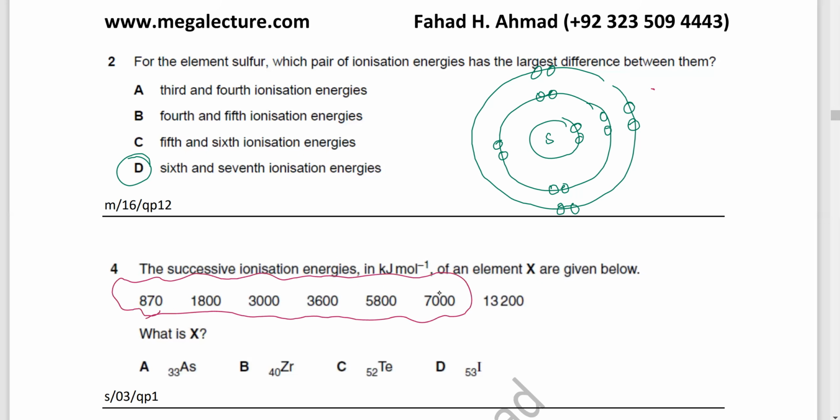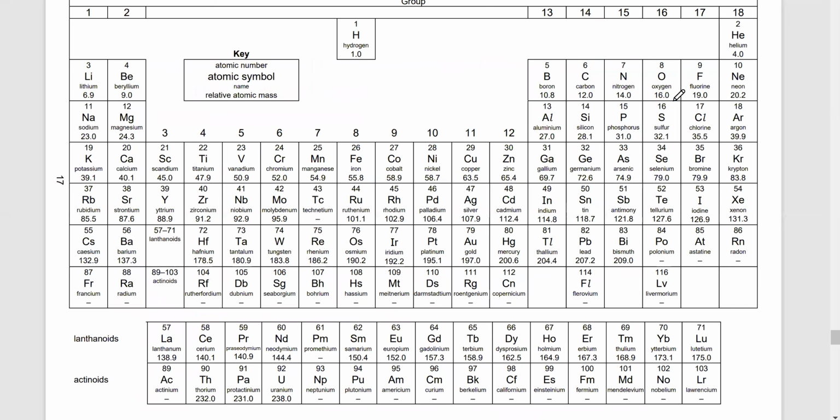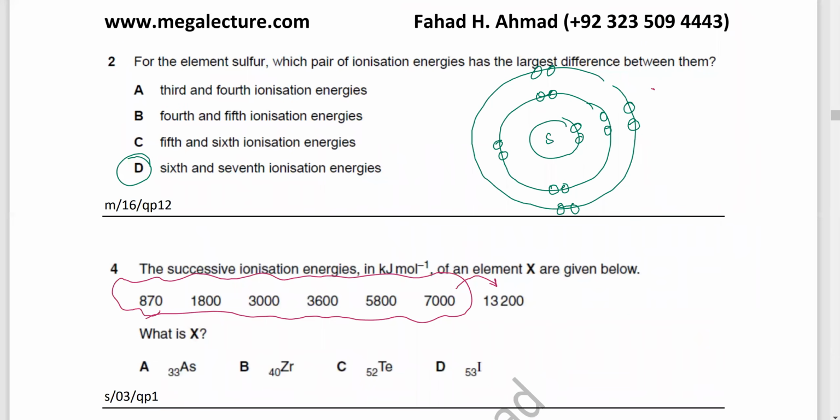So removing 6 electrons, and then when you're trying to remove the 7th electron, that's when it almost doubles. So this means the 7th electron is from the inside, from an inner shell. These are all on the outside. So removing 6 electrons, it's in group 6. Just find which element is in group 6. Group 16, Te is in group 6. So it is Te.